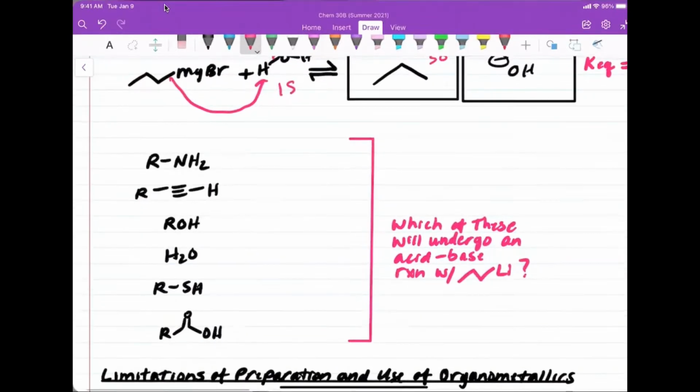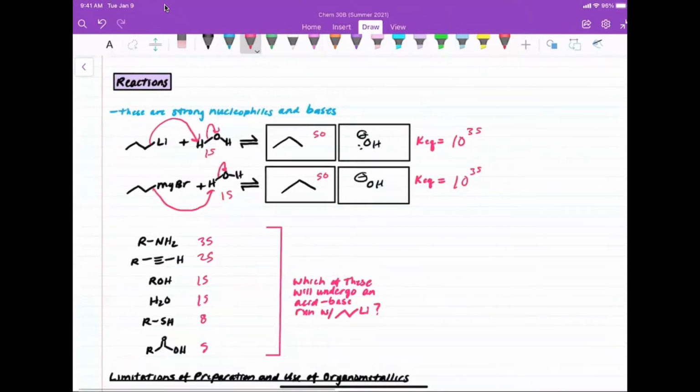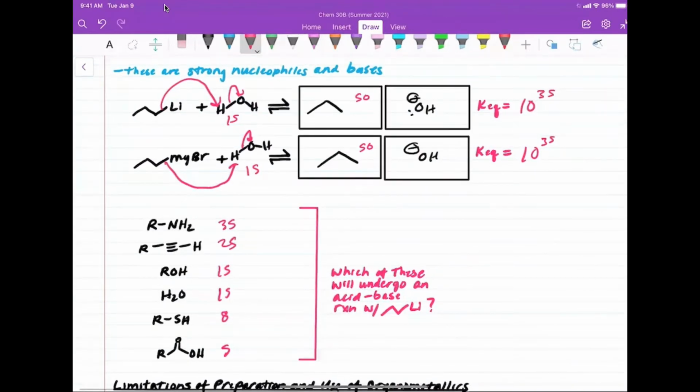So the pKa for this one is 35, 25, 15, 15, 7 to 8, let's say 8, 5. Can we have any of these around with an organolithium? Nope, not a single one, right? The conjugate acid of the organometallic when it reacts is this here. And the pKa of this is 50. 50 is a higher pKa than every single pKa on this list.